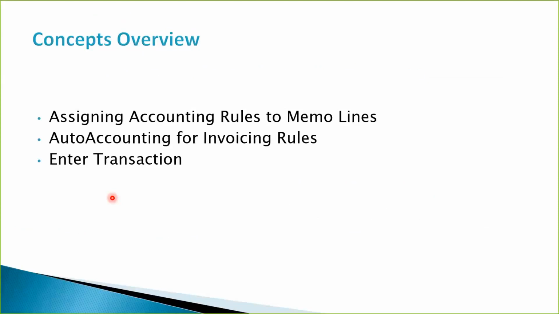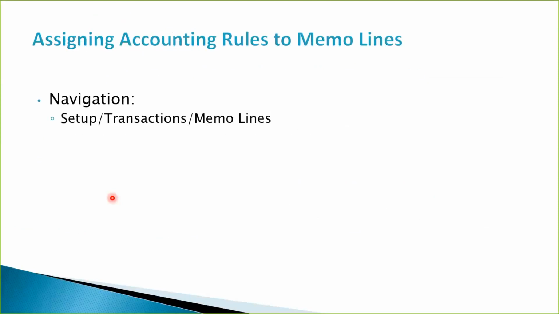So let's start with this first one, assigning accounting rules to memo lines. Let's remind ourselves what accounting rules do. The accounting rules determine the period type. They also determine the number of periods, and the percentage of revenue for each period in our revenue recognition schedule. So why would we attach accounting rules to the memo line?